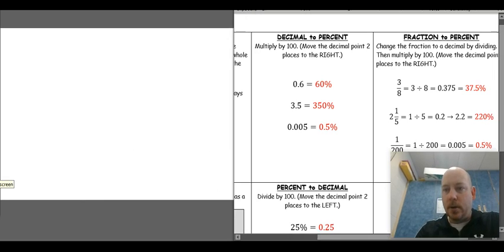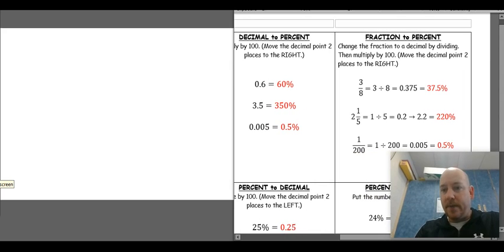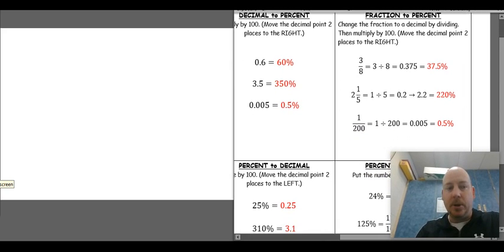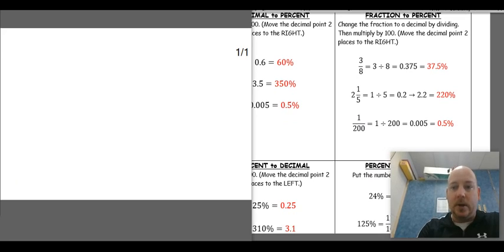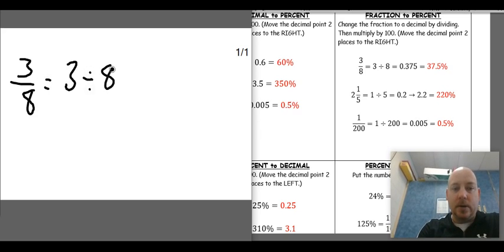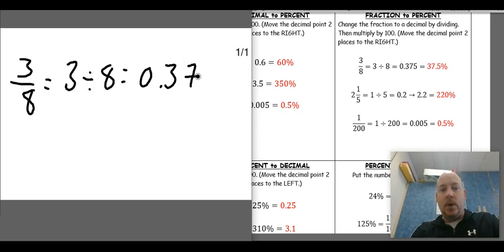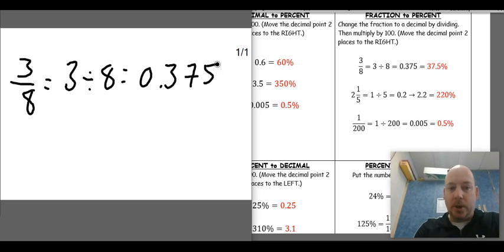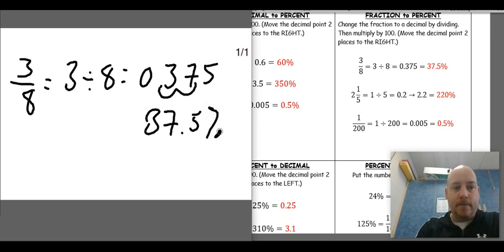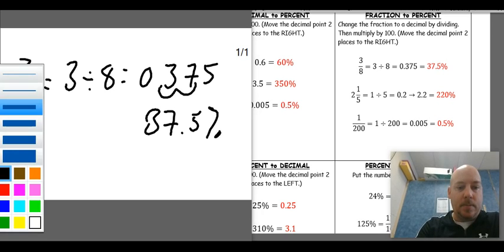Now, if we want to take a fraction to a percent, it's simply combining those two processes. My first one there, I've got 3/8. I change it to a decimal, 3 divided by 8, 0.375, and then I just move that decimal point 2 places to the right. 37.5%.